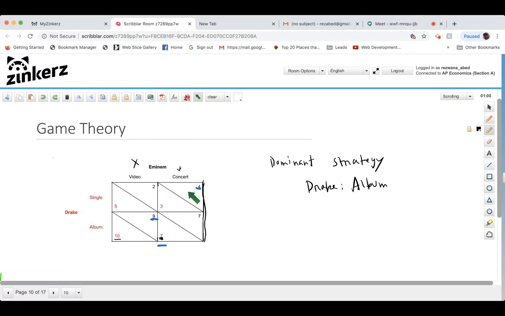Concert, right? Because that gives me the better payoff, between 2 and 4, because those are Eminem's numbers. Remember, always on the top quadrant. So those are the 2 numbers. So he's better off doing a concert. And what if Drake produced an album? What is Eminem better off doing? He's better off doing the video. Exactly, because 9 beats 7, right? Because those are his 2 choices. He can either do a video or a concert. So video gives him 9 million, whereas concert gives him 7.